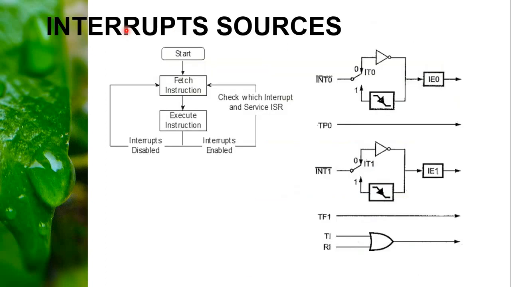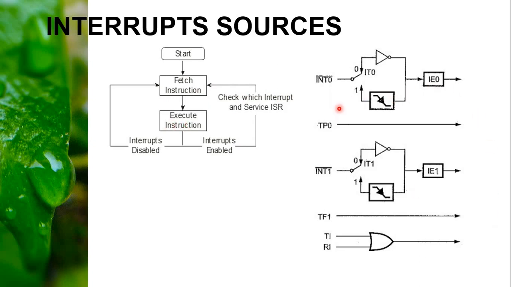Next one is interrupt sources. First we need to start a program, fetch the instruction, and execute the instruction. If I haven't served any interrupts, then they will be disabled. If I am going to serve an interrupt, then the interrupt pin will be enabled and these interrupts will be stored with the interrupt service routine or interrupt subroutine. From this it will be given to the instruction and we will execute it.